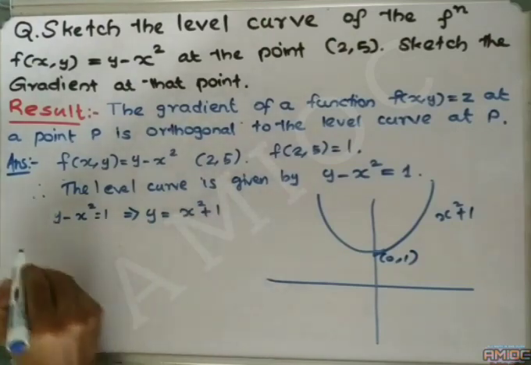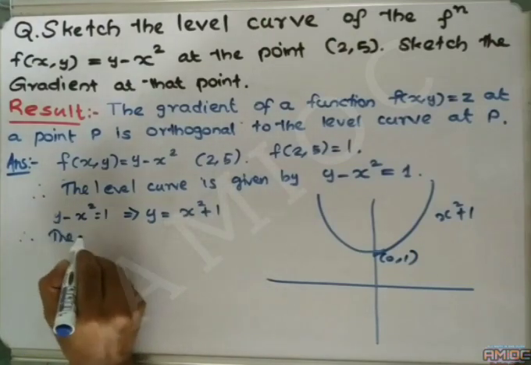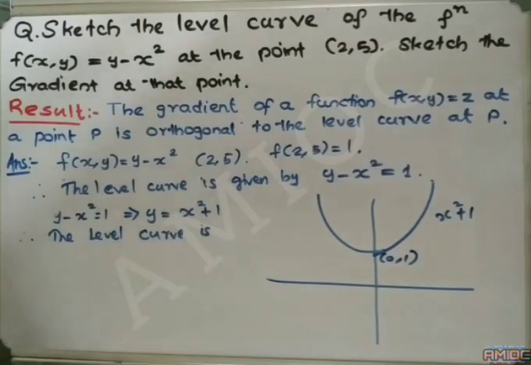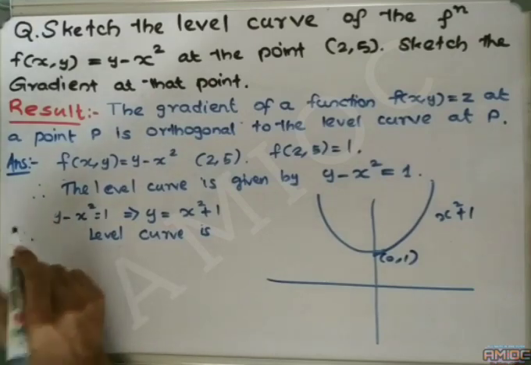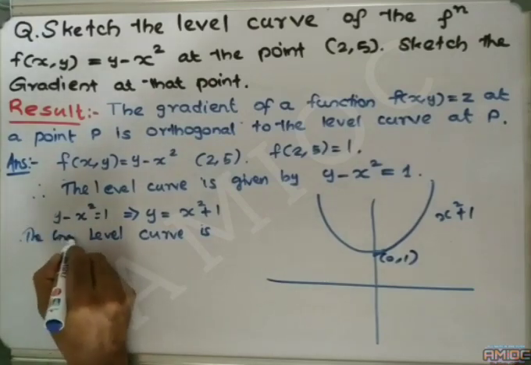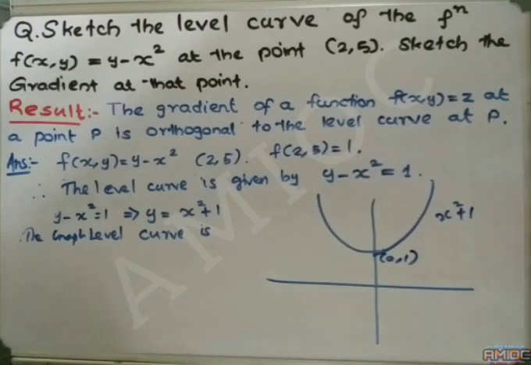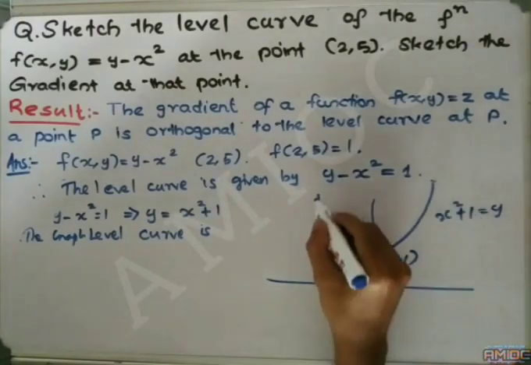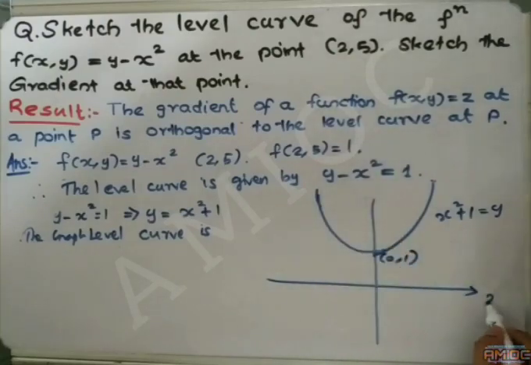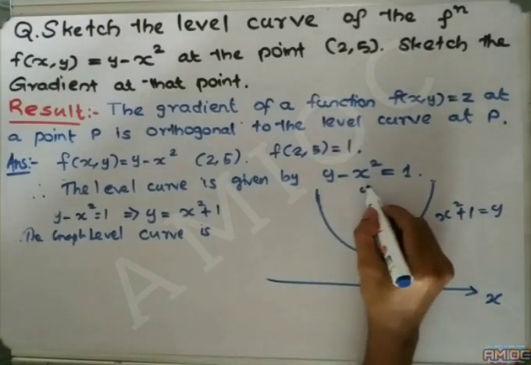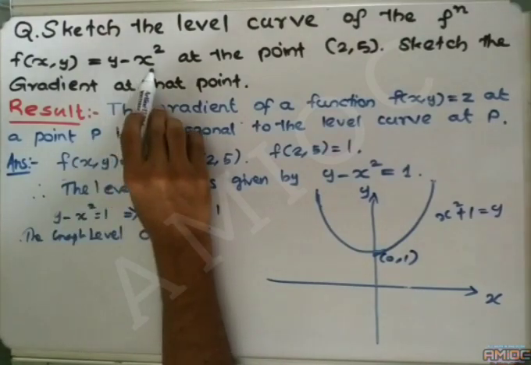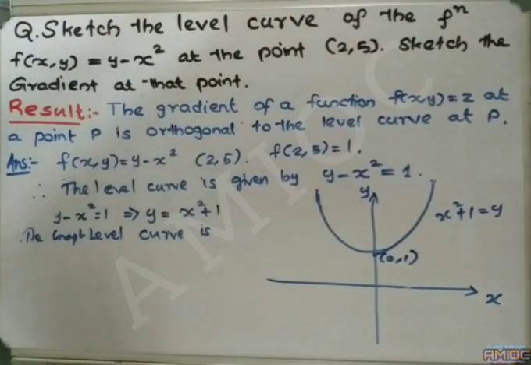So we have y is equal to x square plus 1. Therefore, the level curve is given by y is equal to x square plus 1. It is marked as the x-axis and it is marked as the y-axis. So the first part is over.